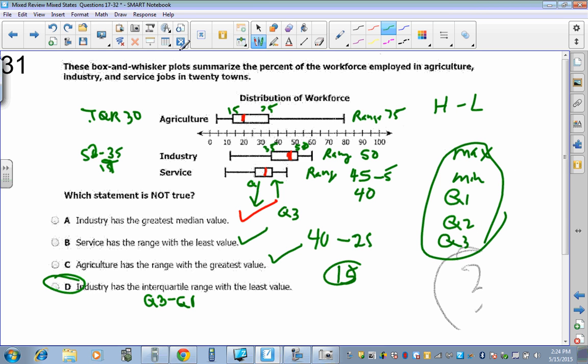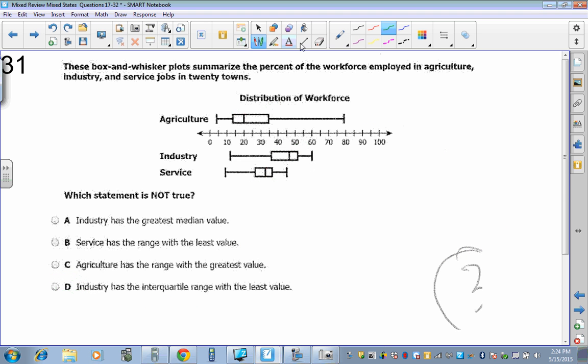Also remember that for any box and whisker, what percent of the data lie below quartile 2? The answer is 50%. What percent of the data lie above quartile 1? And the answer is 75%, because that's 25%, 25%, 25%, 25%. They may ask you what percent of the data lie below quartile 3. That answer would be 75%, because that's 25%, 25%, 25%.